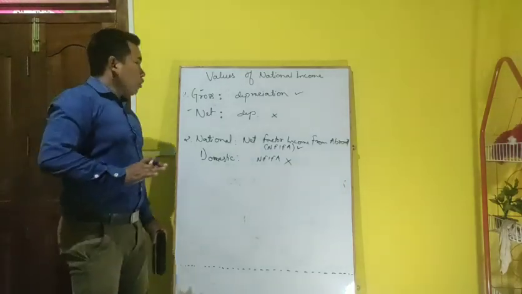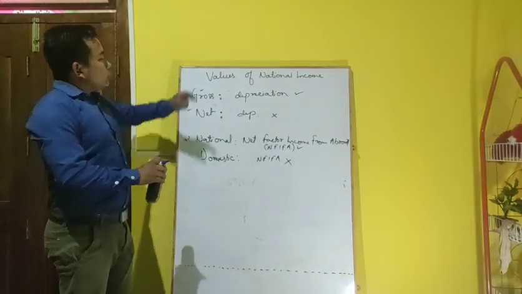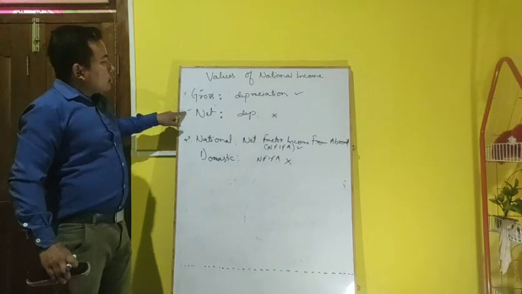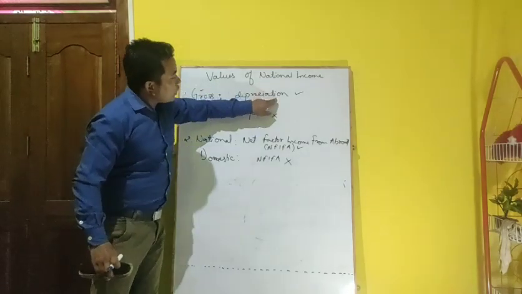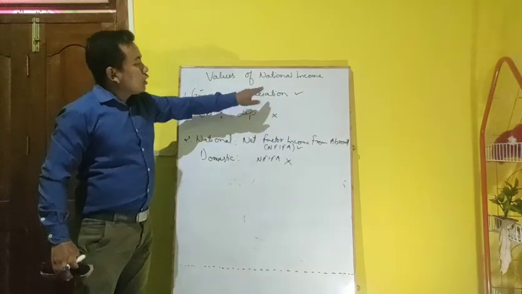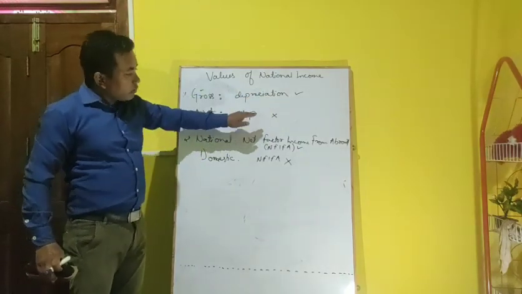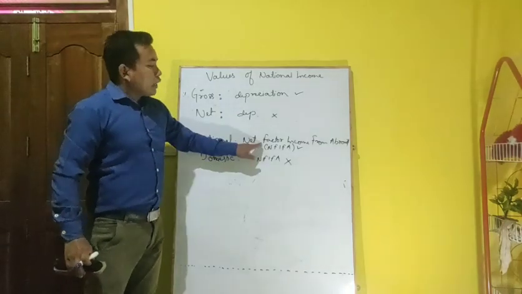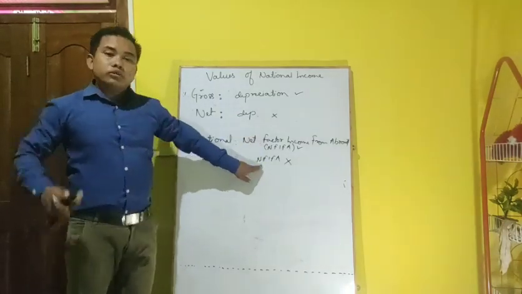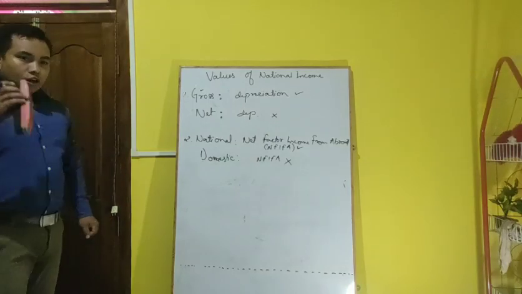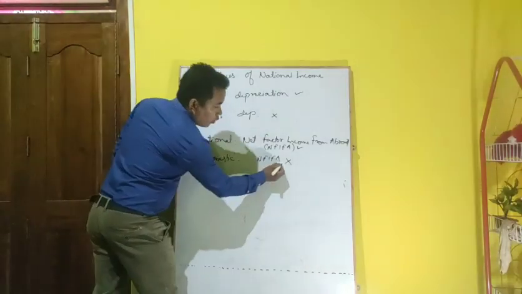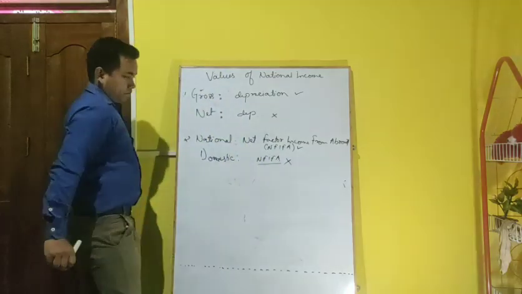From here, you should know one trend. When I write this, the first combination, gross and net, in the first one, we include depreciation. We don't include depreciation in the next one. Similarly, in the second combination, in the first, national value, we include NFIFA. In the next, we don't include NFIFA. It will keep on. But, hold a moment. Here we need to know what we mean by NFIFA.